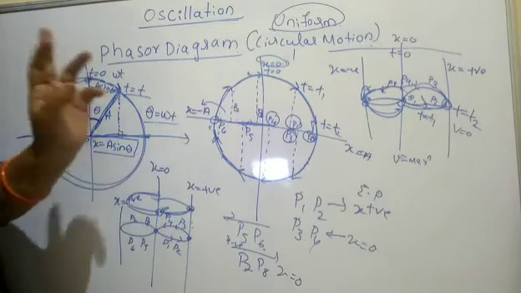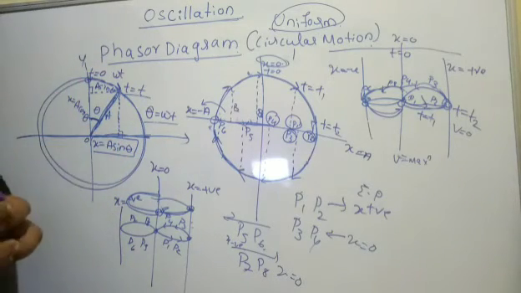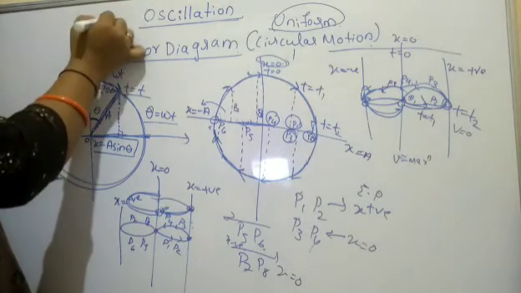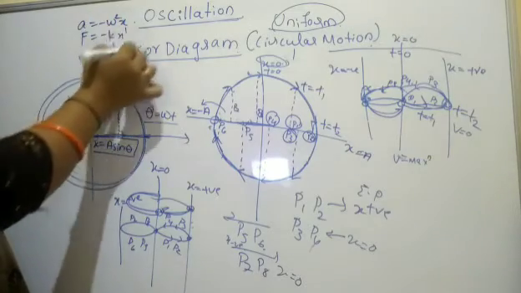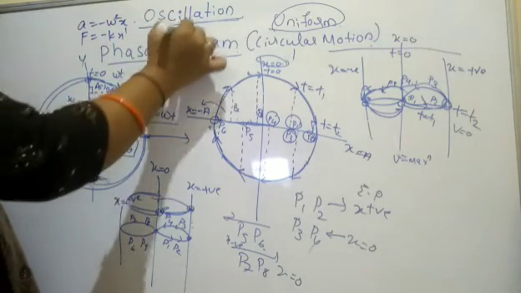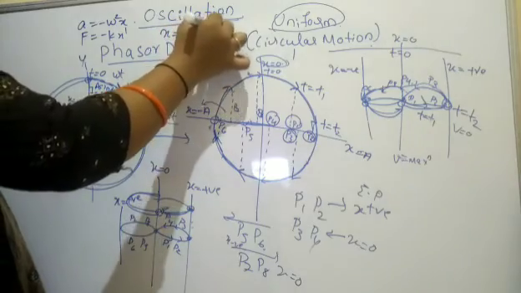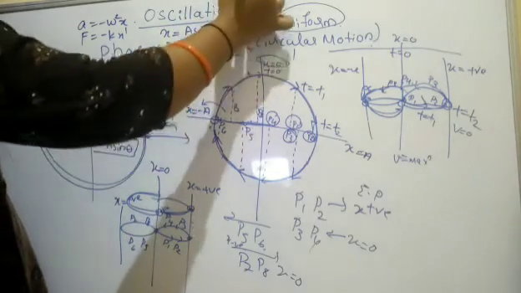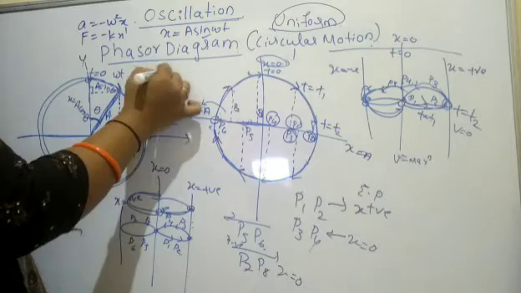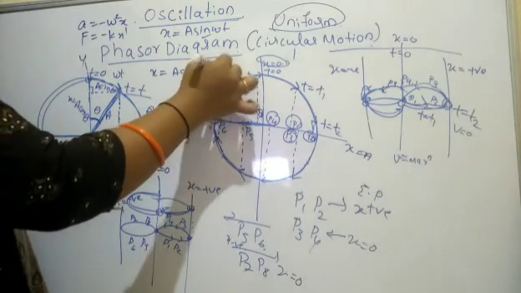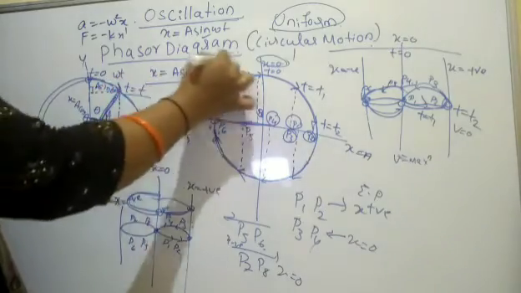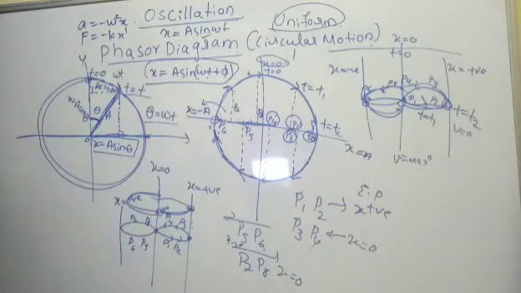Either we have to prove F is equal to minus kx, or acceleration is minus omega square x, F is equal to minus kx raised to 1, or the particle a sin omega t. This is proved, and we have to go ahead with x is equal to a sin omega t plus phi, the general equation. So either this has to be proved or this has to be proved here.